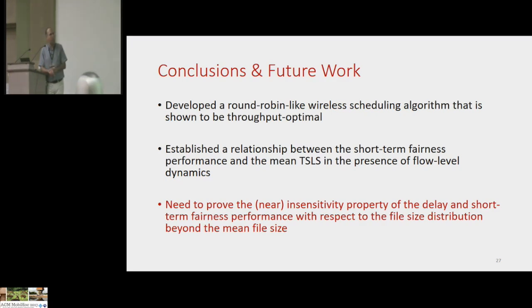Things to prove, obviously, are those properties in a more rigorous sense, which itself was tough to do in the wireline server case, so it will be challenging, but at least we have the promise of the policies exhibiting those properties, so we'll attack those next.